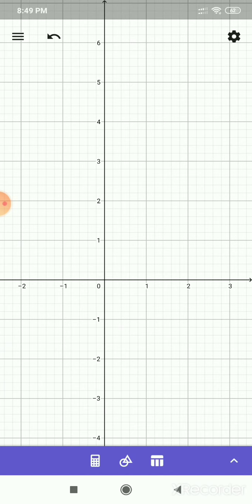There will be a function in the numerator and another function in the denominator, but the condition is that the denominator function will not be equal to 0. For example, I am taking the function x square plus 2x divided by x plus 3. The denominator is x plus 3.